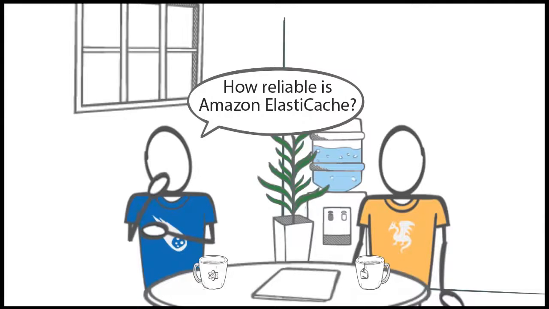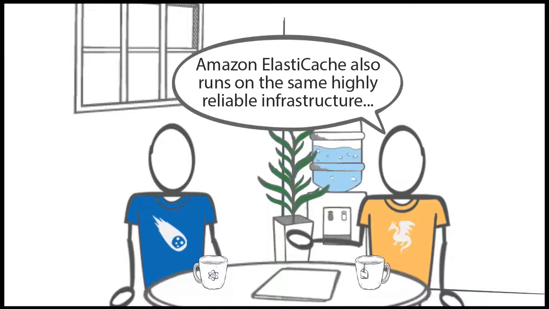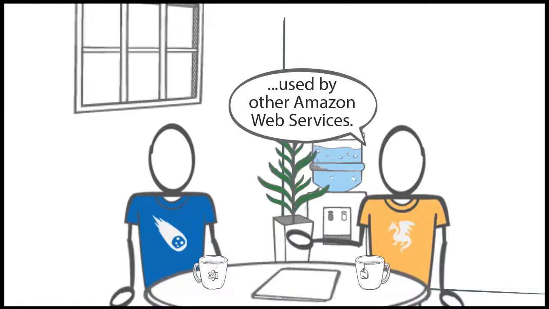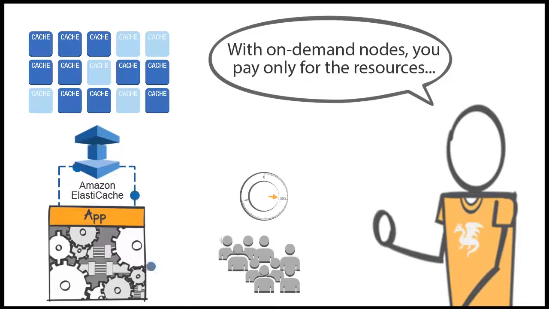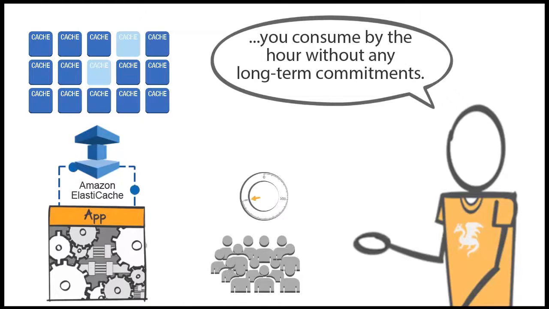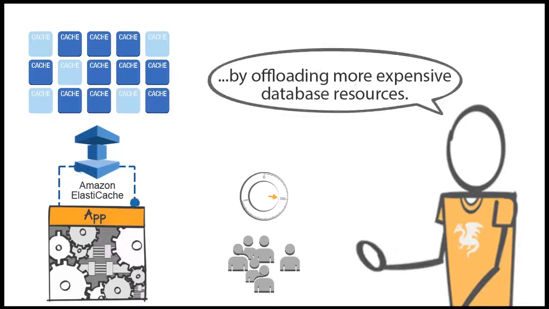How reliable is Amazon ElastiCache? Automatic failure detection and recovery is built into the service. Amazon ElastiCache also runs on the same highly reliable infrastructure used by other Amazon Web Services. Is it cost-effective? With Amazon ElastiCache, there are no minimum fees and no upfront costs. With on-demand nodes, you pay only for the resources you consume by the hour, without any long-term commitments. Moreover, using ElastiCache can actually save you money in cases of high throughput traffic by offloading more expensive database resources.